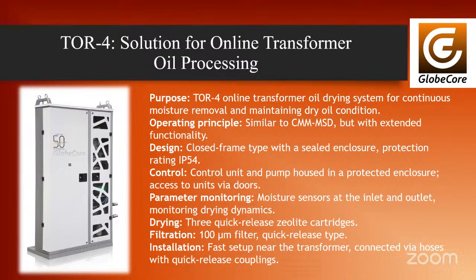It has moisture sensors both at the inlet and outlet. This allows checking water content before and after drying and monitoring the drying process. Drying uses 3 quick-release Stellit cartridges. Filtration is done with the 100-micron quick-release filter. Like the CMM MSD, the TOR4 is quick to install near the transformer and connects with hoses and quick couplings.